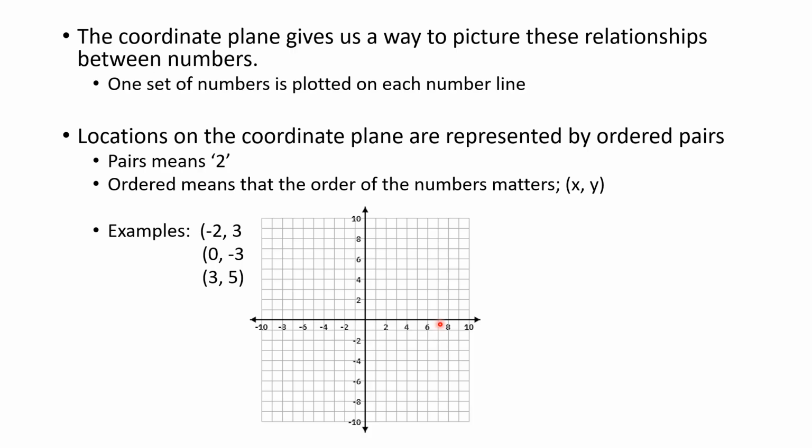Now, the coordinate plane gives us a way to picture these relationships between numbers. One set of numbers is plotted on each number line. So let's say you're talking about age and height. You might put age on the x-axis, so the numbers on the x-axis represent age. Now, if you look at this one where my pointer is hovering, it doesn't make any sense to say that somebody's like -4 years old.